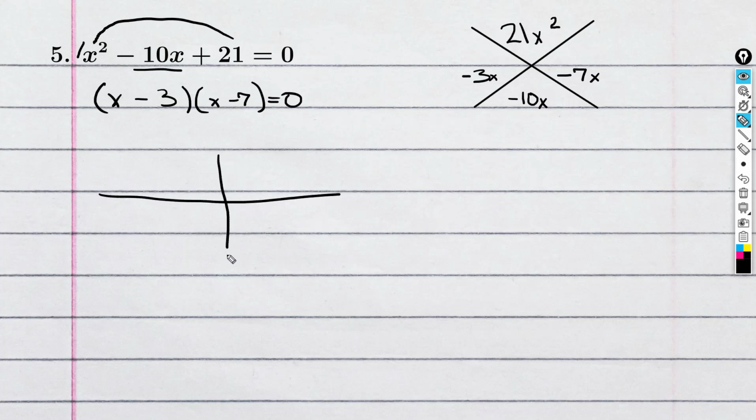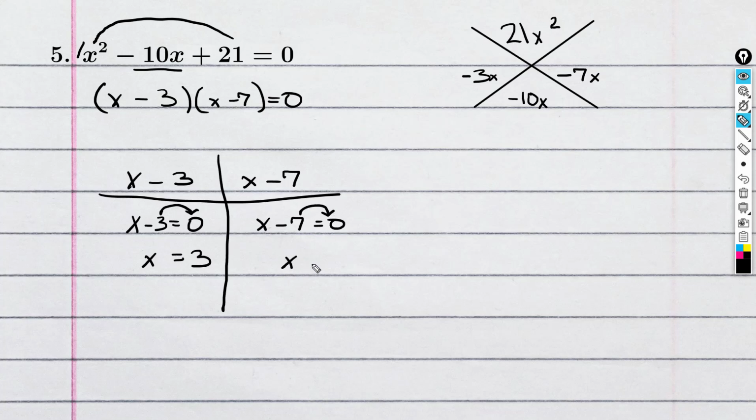Now we're going to set our factors equal to 0. So we have the two factors of x minus 3 and x minus 7. We're going to set each of those factors equal to 0 and solve. So the x minus 3, when I move the negative 3 over to the right-hand side, it becomes a positive 3. And then let's take the x minus 7. When I move the negative 7 over to the right-hand side, it becomes a positive 7. And so my answer is the set, and the smallest number is 3, the largest number is 7. So 3, 7, and that's your answer.